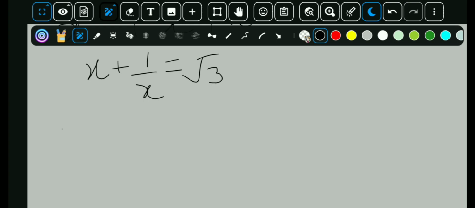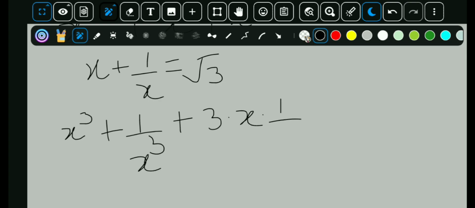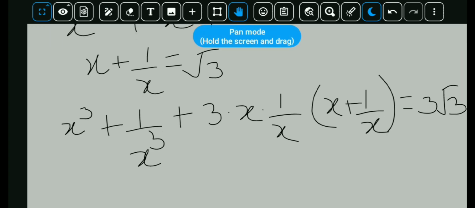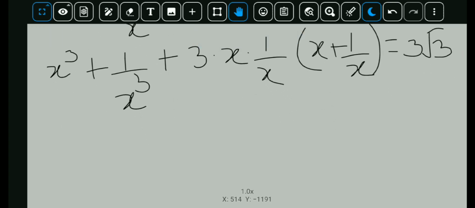So if you try to cube the equation, you will get the following: x cube plus 1 over x cube plus 3 into x into 1 upon x into x plus 1 over x is equal to, now if you cube the other side, the cube of root 3 is equal to 3 root 3. So this is what you will get if you cube the equation the first time.